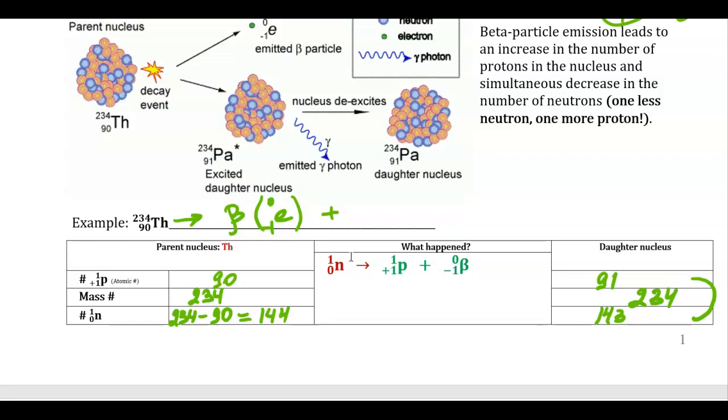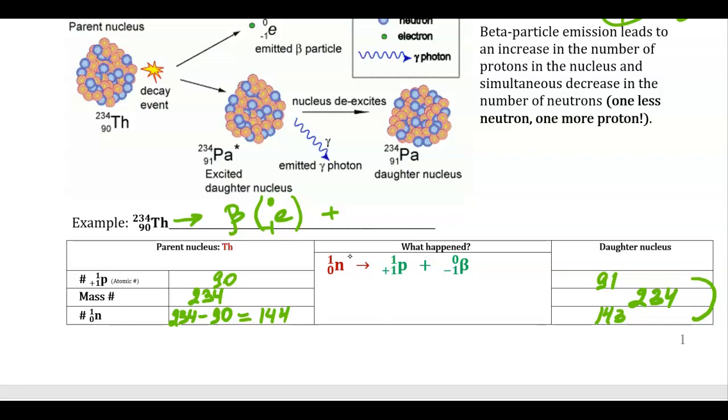So beta decay: the parent nucleus produces an electron, and the number of protons in this nucleus becomes bigger and the number of neutrons becomes smaller.